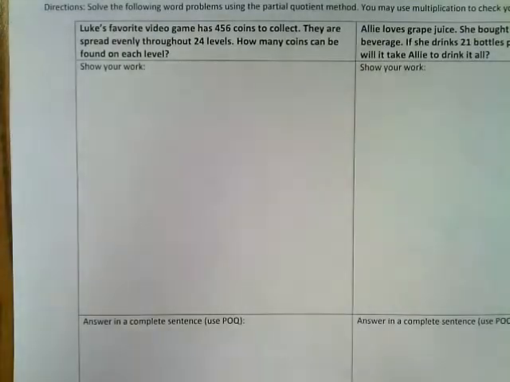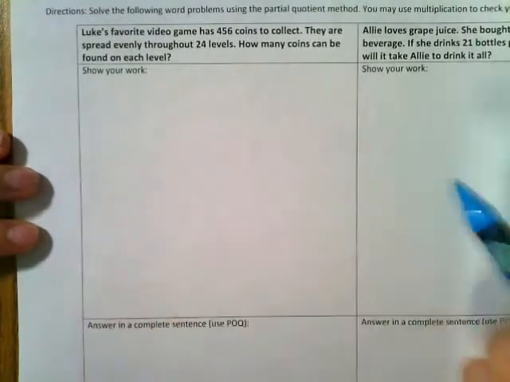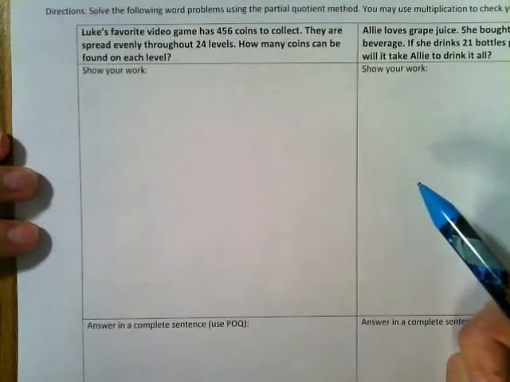Alright, let's go over your homework for tonight. The directions say, solve the following word problems using the partial quotient method. You may use multiplication to check your answer. Let's look at the first problem.